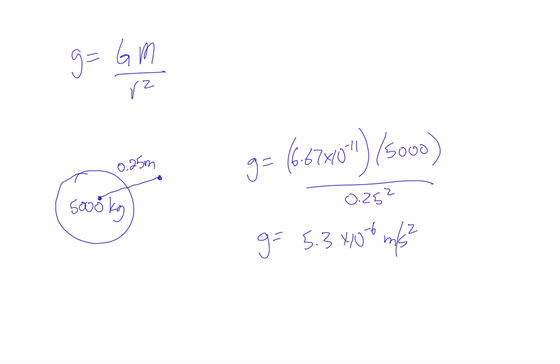So if we change this question from 5,000 kilograms to 500,000 or 5 million or 5 billion or whatever, then obviously the bigger that number is, the bigger the gravity is going to be. But just like the other formula, you can use this one the same way in order to calculate the gravitational field of any object at any distance from it.